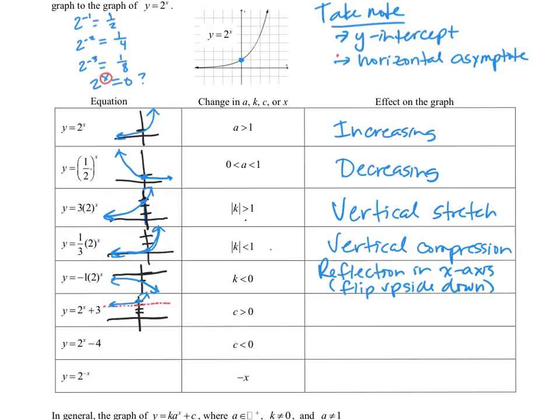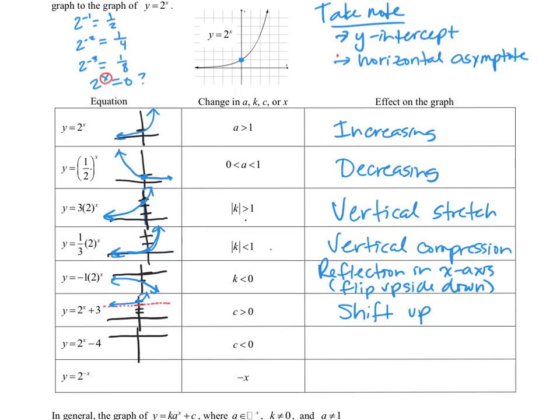Well, that means our graph will be shifted up. So we'll shift it up, and so obviously I think you can figure out what's going to happen when c is less than 0. That's where all the y values will be decreased by 4, so that's going to shift down. So to sketch that, I'm going to draw the new horizontal asymptote.